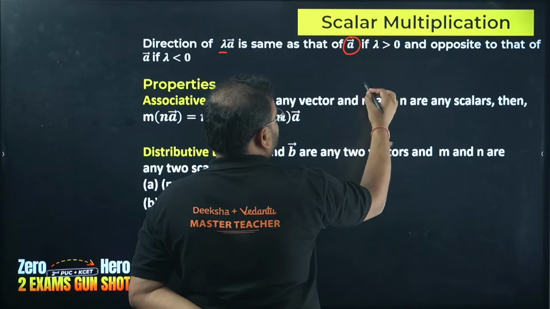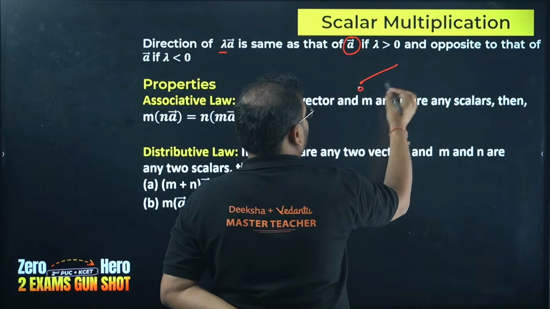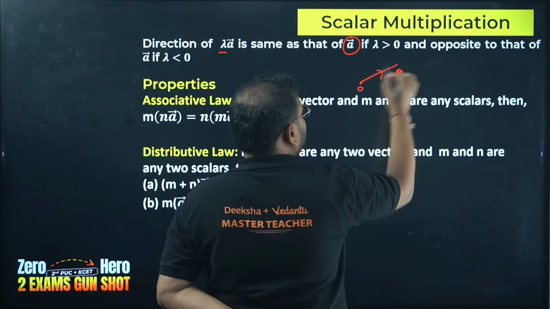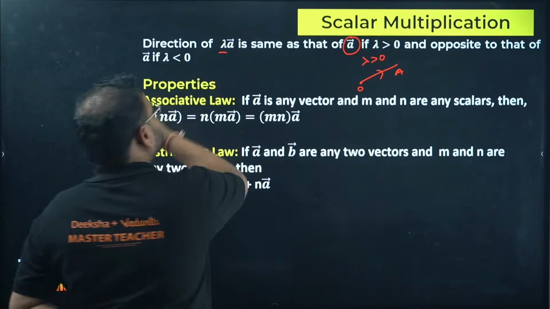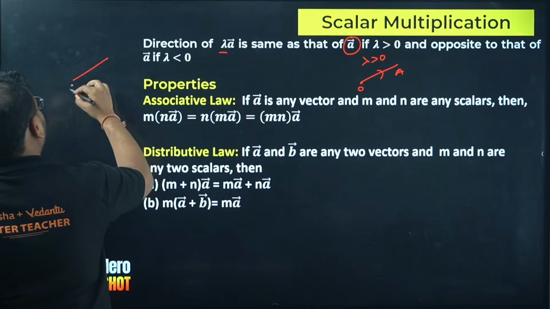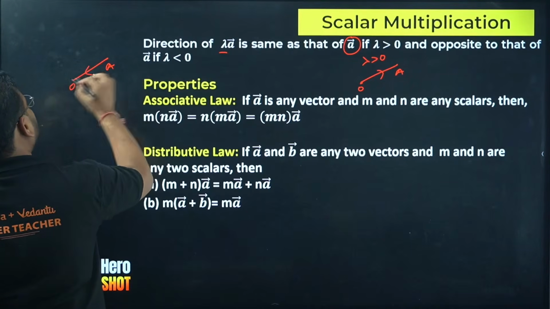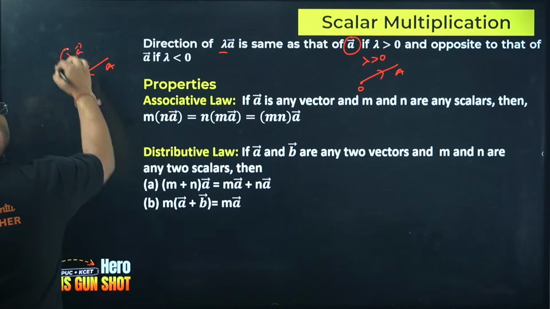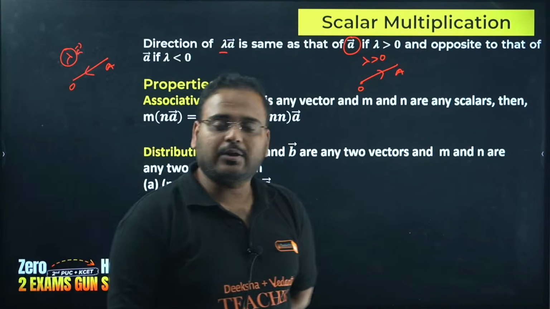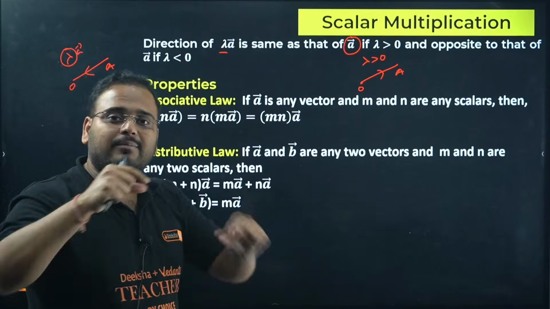Direction of A, let's say from here to here, O to A. So this is the same direction, but only if the lambda value is more than 0. But if the lambda value is less than 0, then what will happen? This OA vector will be changed over here if you multiply by lambda A. And of course, the length will also be changed. Correct, no? Because if you multiply with 2, the length will become twice.